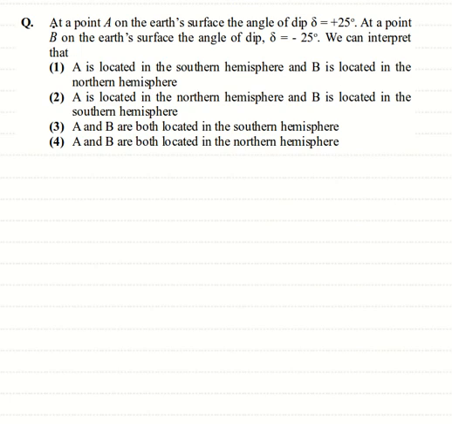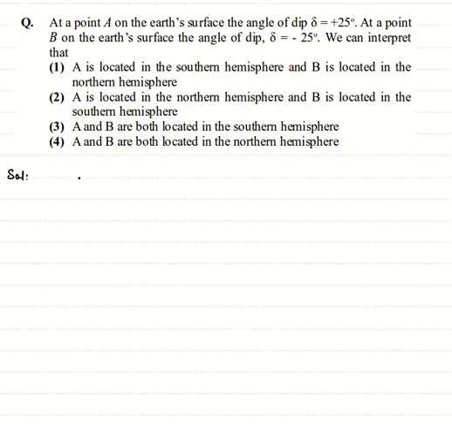Alright friends, in this question we are given that at a point A on the Earth's surface, the angle of dip delta is plus 25 degree. At a point B on the Earth's surface, the angle of dip delta is minus 25 degree. We can interpret that either A is located in the southern hemisphere and B in the northern hemisphere, or vice versa, or both of them are located in the southern hemisphere, or both of them are located in the northern hemisphere. So it's a question based on dip angle.